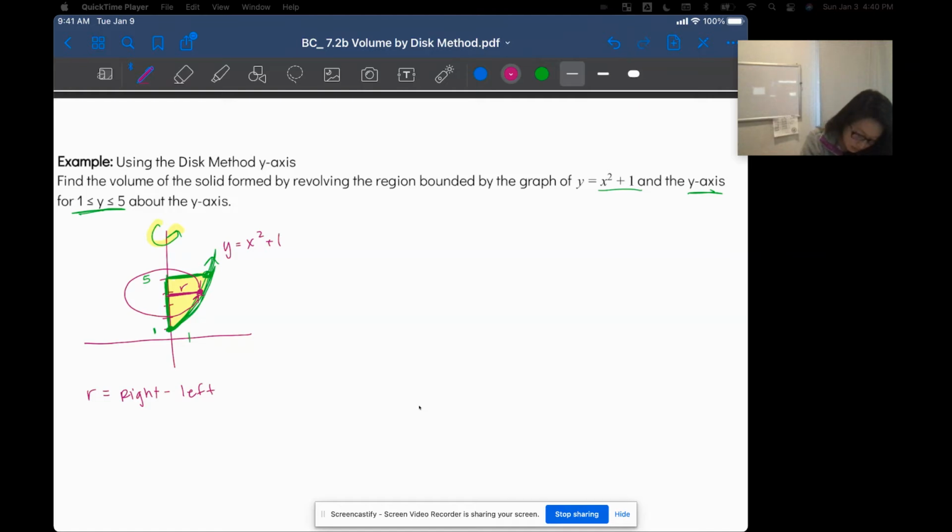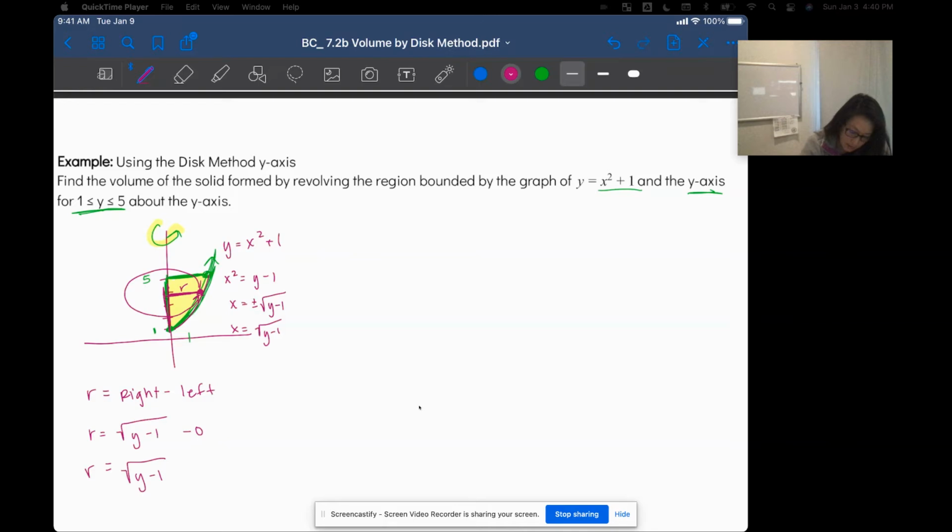So I'm going to subtract 1. I get x squared is equal to y minus 1, square root. Well, x is equal to plus or minus the square root of y minus 1. And I also noticed that this is only the positive side, so it's going to be the positive square root of y minus 1. All right, now that I'm written in terms of y, the right curve is the square root of y minus 1. The left curve is 0. So the radius is equal to the square root of y minus 1.